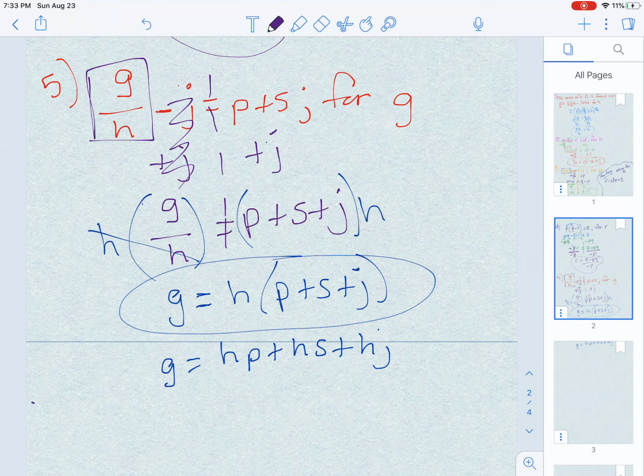Okay, so you guys try this one. The next one that I want you guys to try is p minus h over q equals r, and I want you to solve for h. Go ahead and pause the video and try that one on your own.